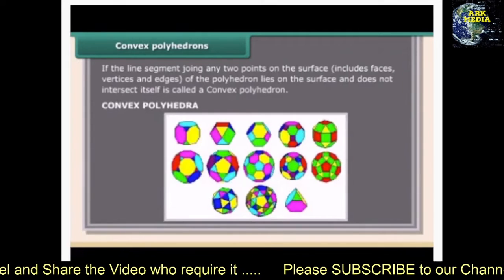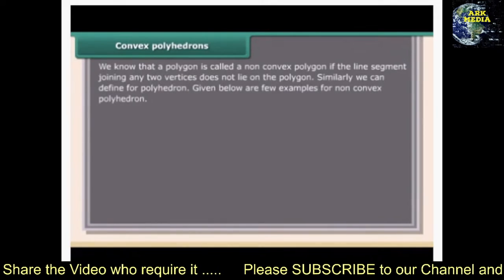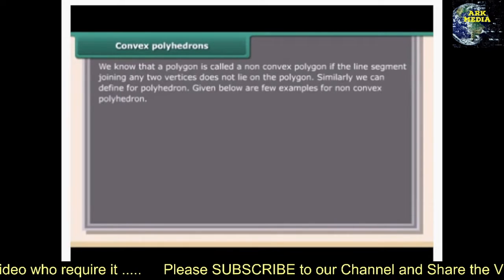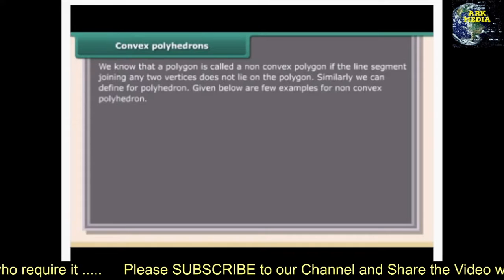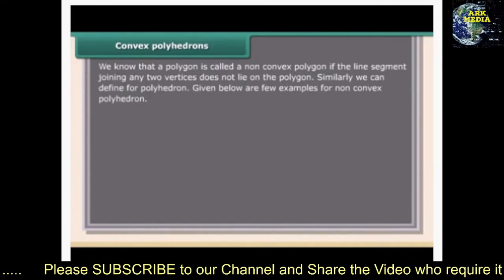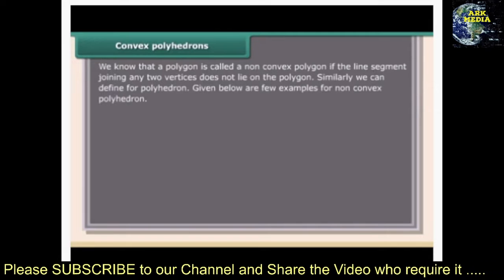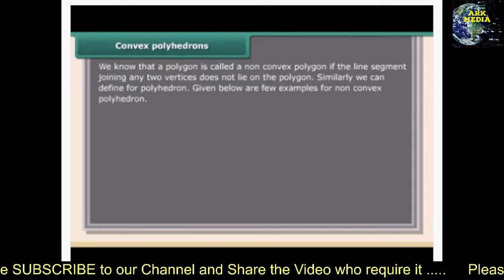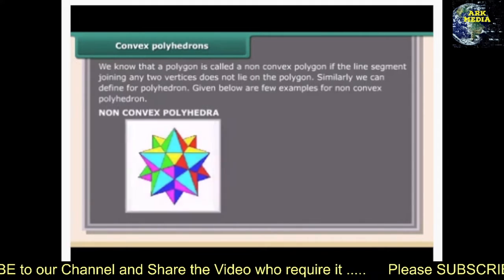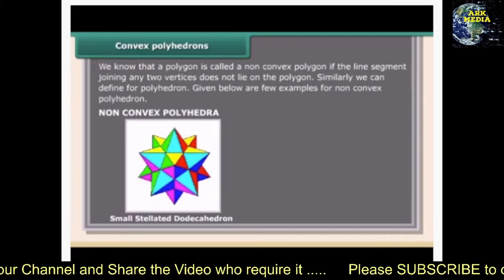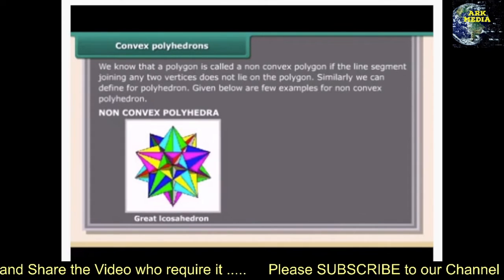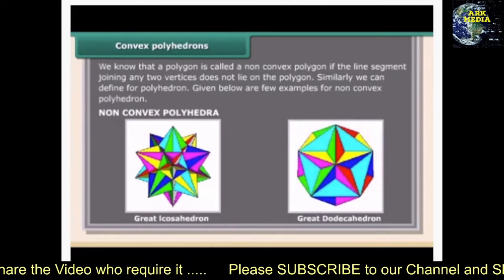We know that a polygon is called a non-convex polygon if the line segment joining any 2 vertices does not lie on the polygon. Similarly, we can define non-convex polyhedron. Given below are few examples for non-convex polyhedron. Non-convex polyhedra: a small stellated dodecahedron, great stellated dodecahedron, great icosahedron, great dodecahedron.